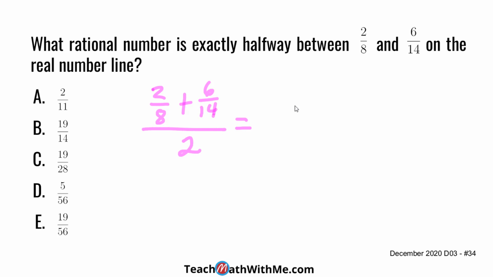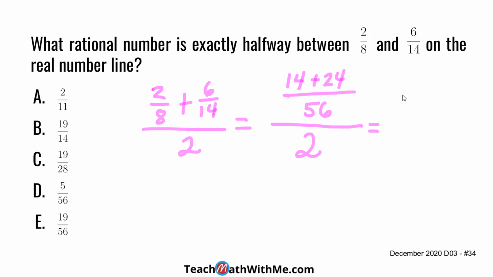And there's multiple ways that you can add with different denominators. You can use your calculator, or you can get a common denominator. And I'm going to work this the old school way and get a common denominator of 56. 8 goes into 56, 7, and 7 times 2 is 14. And 14 goes into 56, 4, and 4 times 6 is 24. And we're still dividing all this by 2.